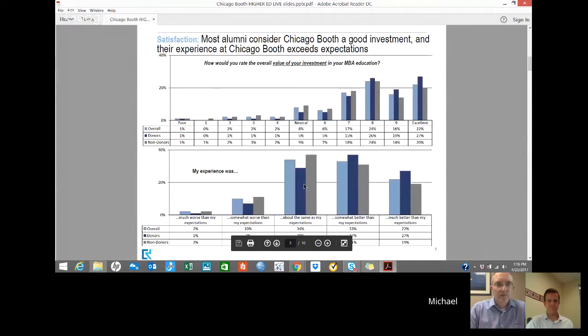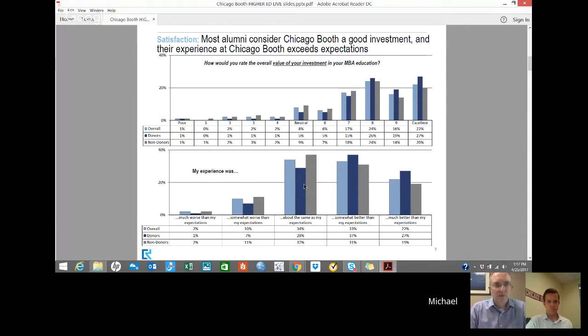So this is getting into a little bit about the big picture questions we asked up front. We first asked about their satisfaction and the value of investment in their Booth education. Having worked with Chicago Booth across most, if not all, of their audiences, we often ask this type of question about the value of their investment, and it always rates very highly.